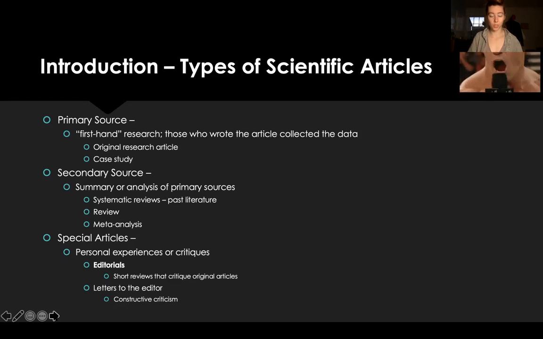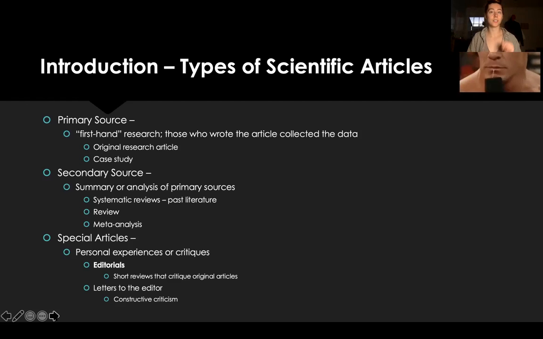Primary is firsthand research. So the people who wrote the article are the ones who did the research. They collected the data. This is going to be your original research articles, your case studies, things like that. While secondary sources are basically an article that pulls a bunch of primary sources together and talks about that certain topic, like systematic reviews, meta-analyses, regular reviews.